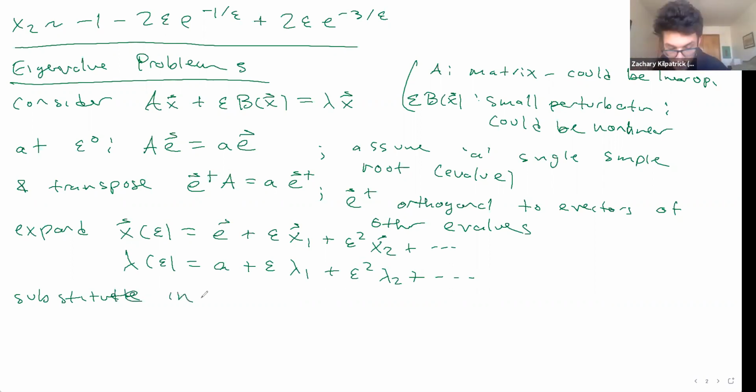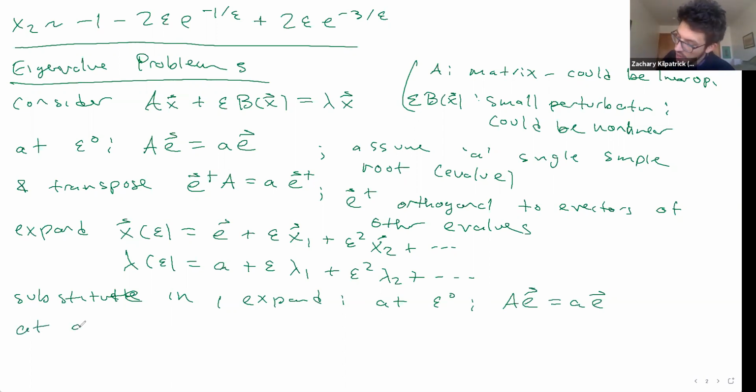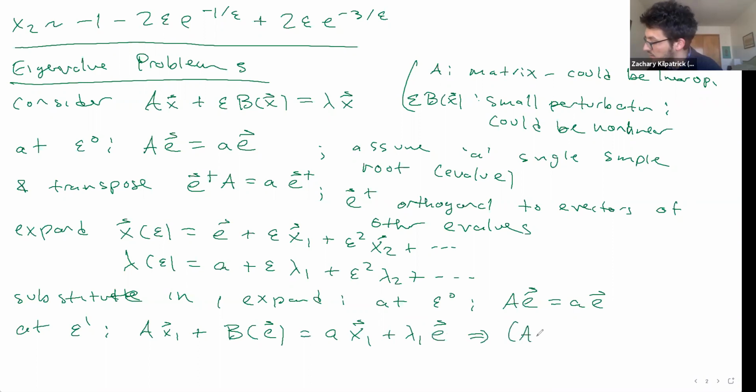And if we substitute in, and we expand, then at epsilon to the 0, again, we just get A E equals a E, okay? At epsilon to the 1, we get A x1 plus B E is equal to a x1 plus lambda 1 E, okay? So I can rewrite this as follows: A minus little a times x1 is equal to lambda 1 E minus B E, okay?